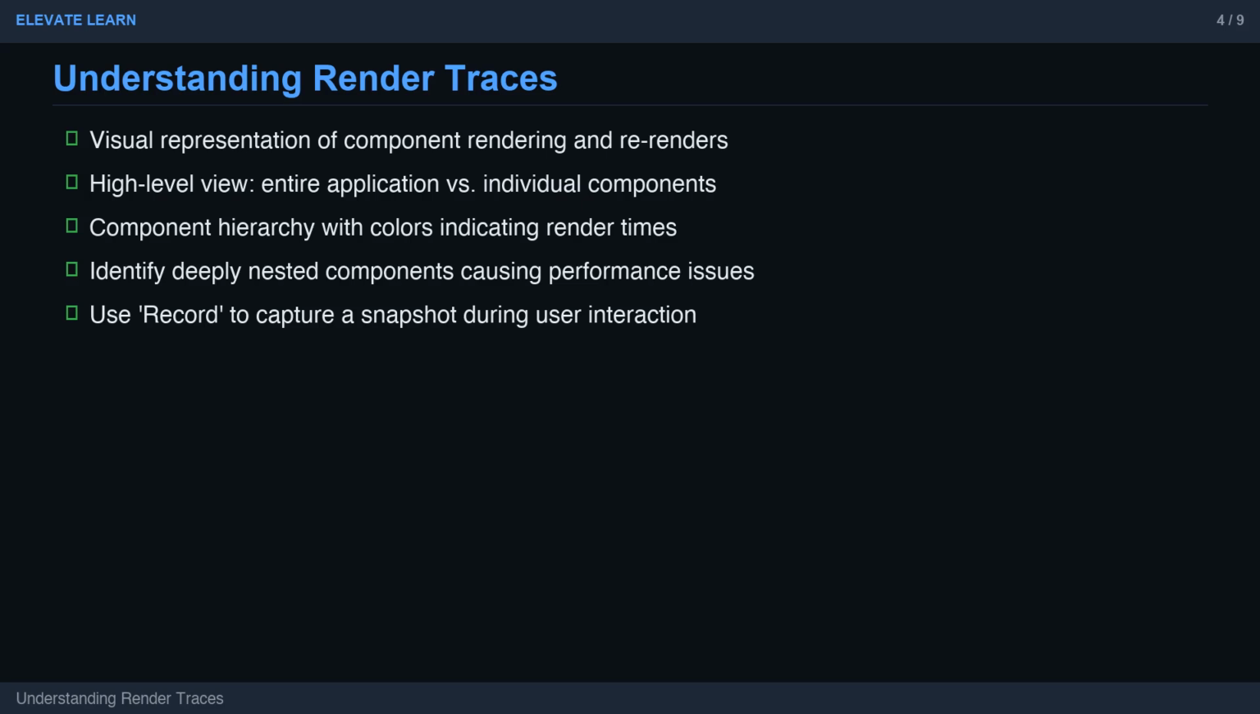Each component is color-coded based on its render time, making it easy to spot those deeply nested components that might be causing performance issues. Imagine having a complex menu. If one item is taking longer than others, you can pinpoint and optimize just that section. To capture this action during user interaction, simply hit Record. This way, you get real-time insights into what's happening under the hood. Let's make our app run smoother together.